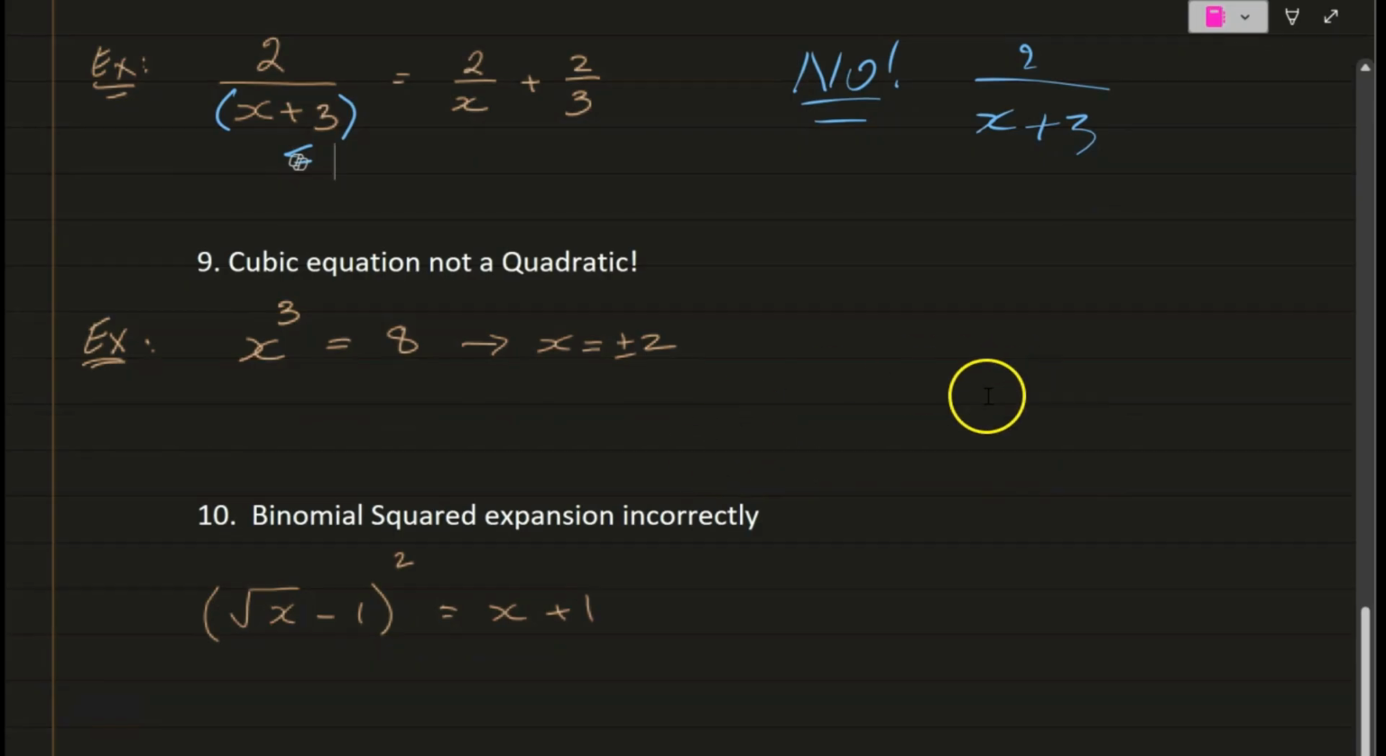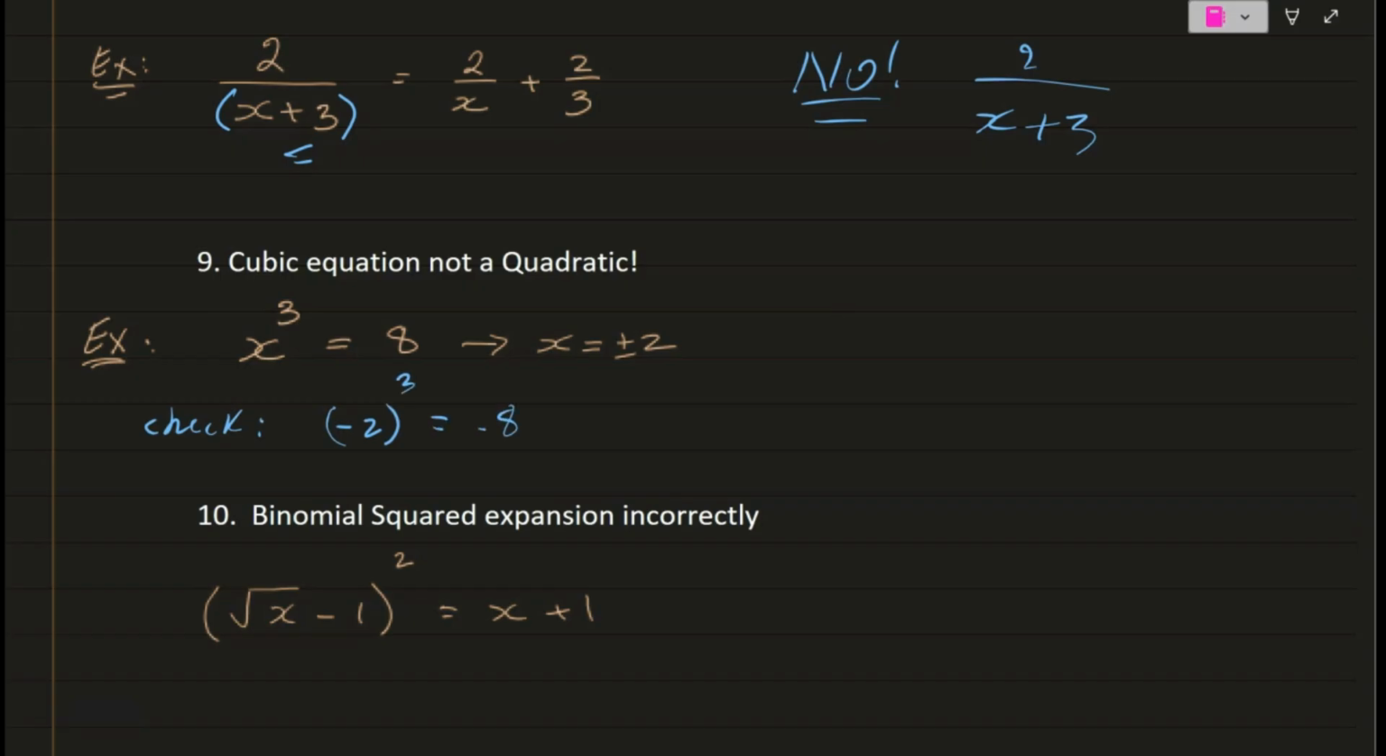Number 9, cubic equations being confused with the quadratic equations. And I see it all the time too. So x cubed equal to 8, and then all of a sudden students write x equal to plus or minus 2. Well, not really, because if you put in there -2 to check, you can see that's not true. -2 to the exponent 3, that's -8, right? So that is not true. You make sure you understand that the answer to this one is actually only 2, not plus or minus 2.